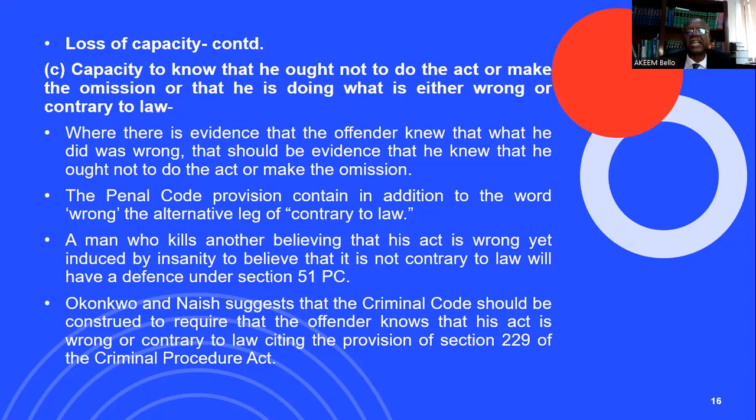The penal code provision contains, in addition to the word wrong, the alternative leg of contrary to law. A man who kills another believing that his act is wrong, yet induced by insanity to believe that it is not contrary to law, will have a defense under Section 51 of the Penal Code, because Section 51 contains the alternate leg of either wrong or contrary to law. Okonkwo and Nash suggest that the criminal code should be construed to require that the offender knows that the act is wrong or contrary to law, citing the provisions of Section 229 of the Criminal Procedure Act.